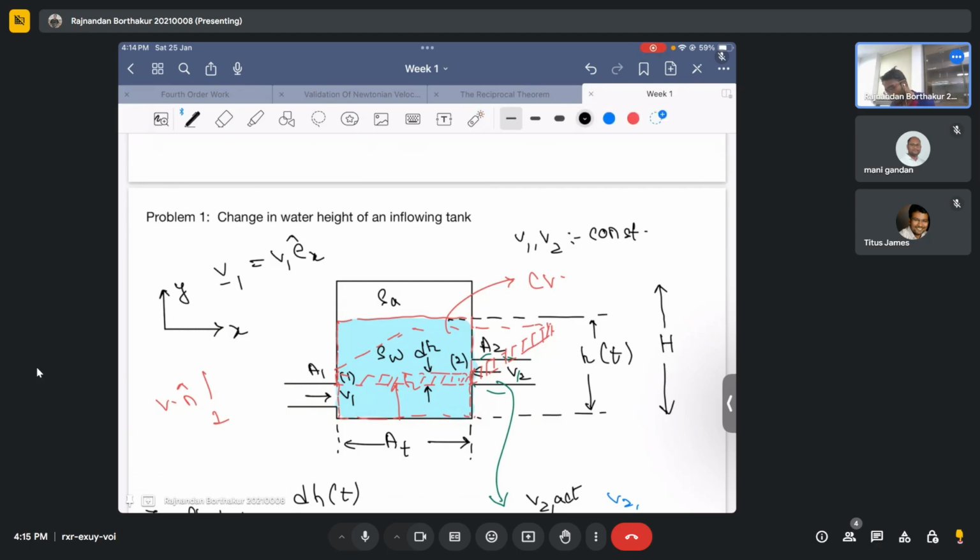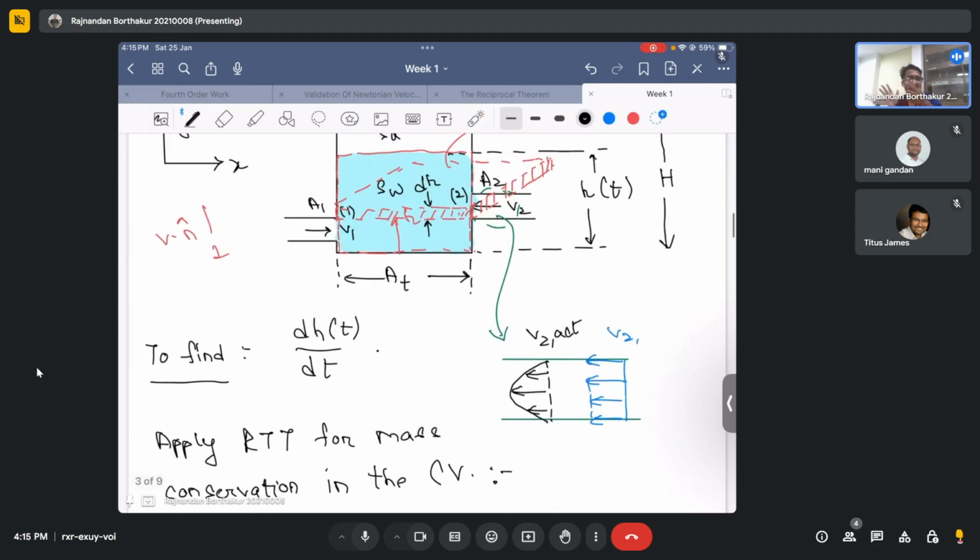I repeat, although my velocity is in the positive x direction, that's why I write it as v1 ex, where ex is the unit vector in the x direction. My unit normal for this surface is in the negative x direction. That's why n hat for surface 1 is just minus ex. Okay, I hope this is clear to your end.